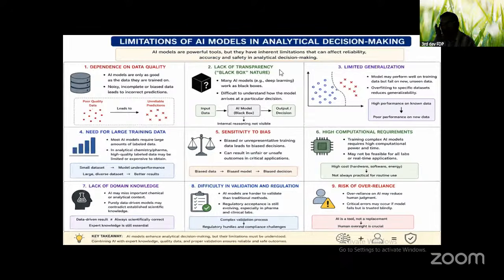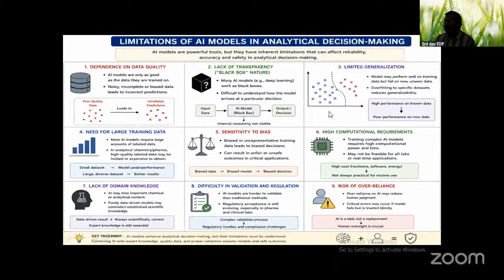That's why scientists have said that many AI models using deep learning techniques work as a black box. That means it is difficult to understand how the model arrives at a particular decision. The internal reasoning is not visible. It gives the output and the decision, but it is not able to give the reason why the decision has been taken.